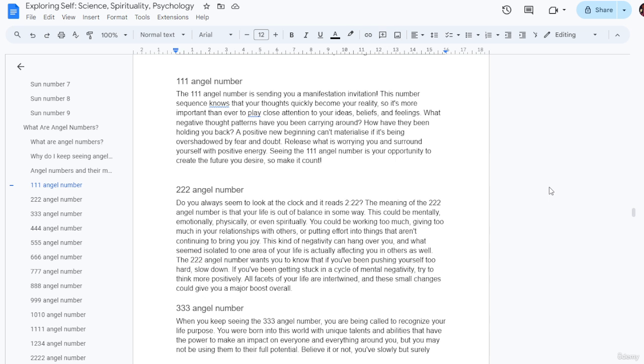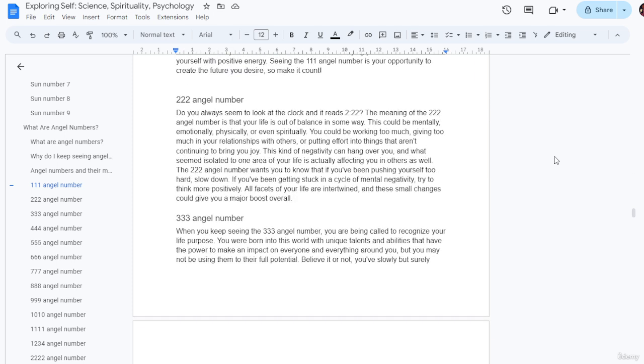This number sequence knows that your thoughts quickly become your reality, so it's more important than ever to pay close attention to your ideas, beliefs, and feelings. What negative thought patterns have you been carrying around? How have you been holding yourself back? A positive new beginning can't materialize if it's being overshadowed by fear and doubt. Release what is worrying you and surround yourself with positive energy. Seeing the 111 angel number is your opportunity to create a future you desire and to make it count.